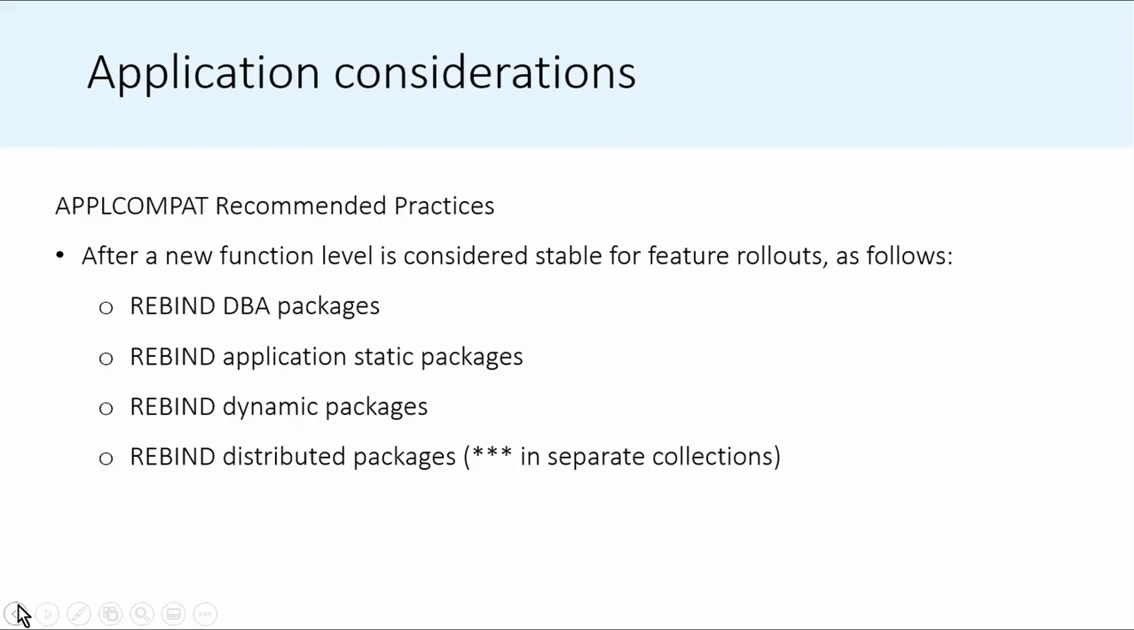You can rebind your dynamic packages, and then for your distributed packages, you may want to have separate collections so you can distinguish between different parts of your distributed community who need certain capabilities and others who don't need those capabilities. So you want to direct the ones who need the new SQL features to collections that are bound with a higher application compatibility level, versus distributed users who are using other programs that don't need the latest, or who for some reason are running SQL that depends upon previous behavior, in which case they'll be bound with the package in an older collection, with an older APPLCOMPAT setting for that package.